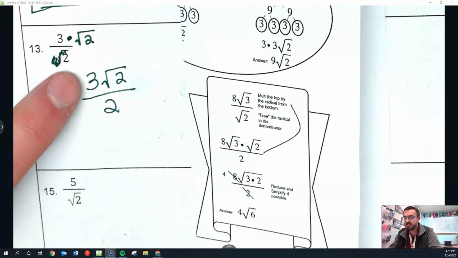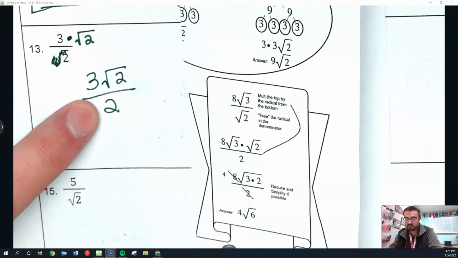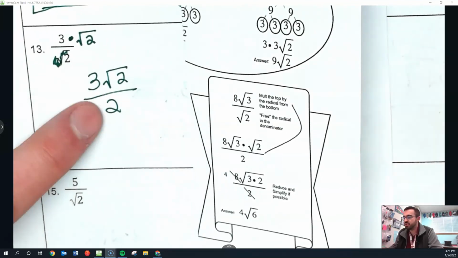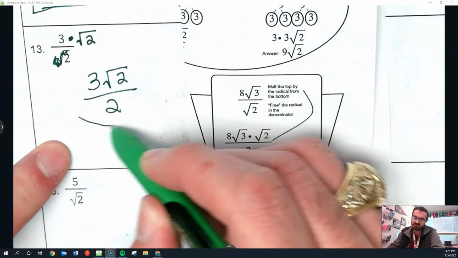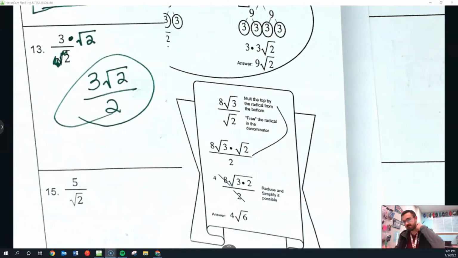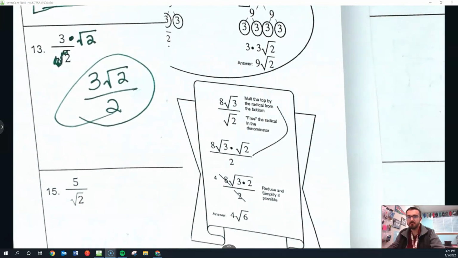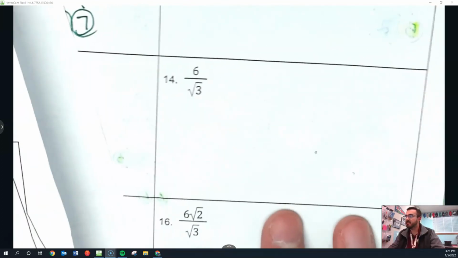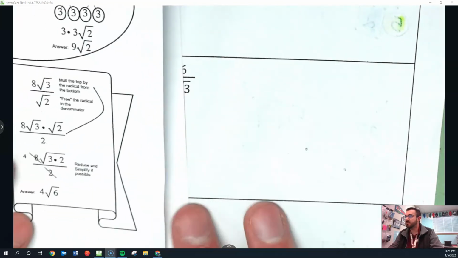Other question is, why do I not do anything else? Well, 3 over 2, that fraction cannot be reduced anymore. So you're just done. Easy peasy. Okay, let's try that again. Number 14. Same 2 steps.